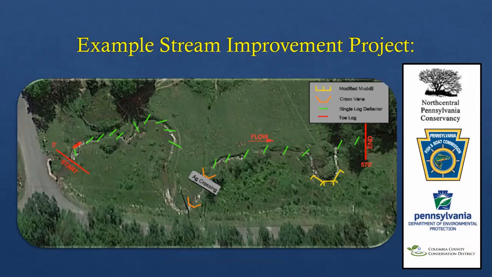So before I finish up here, I just wanted to walk you guys through a typical stream project. We did this project actually last fall. This is out in the Briar Creek watershed, and we did this through a partnership with the North Central Pennsylvania Conservancy. Fish and Boat and DEP were also both involved in this. Fish and Boat did the design. And you can see that it's a fairly simple design based off of those structures that I had just showed you. So I'm going to walk you through this project a little bit more in depth.